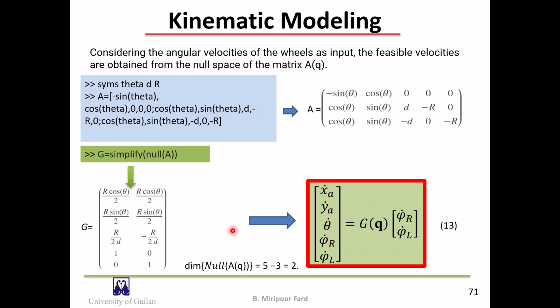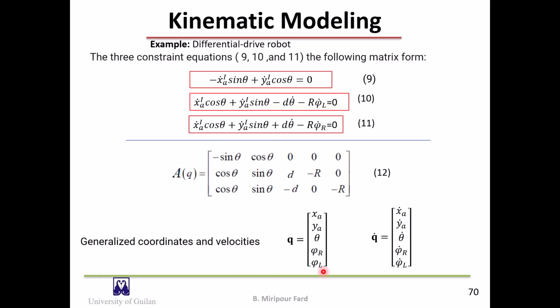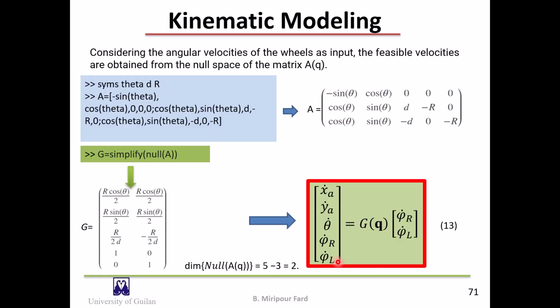Note that here the dimension of the null space of A equals 2. We have 5 components for the generalized coordinates, and we also have 3 constraints, so the dimension of the null space will be 2.